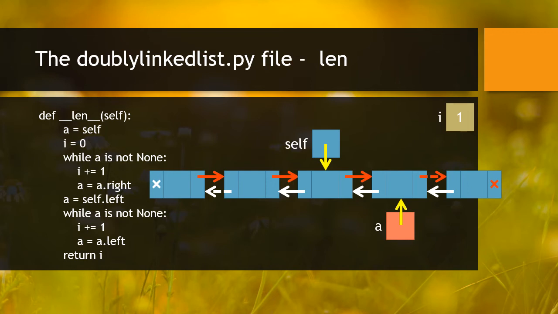A is not none. Increment I. Advance A towards the right. A is not none. Increment I. Advance A towards the right. Now when you do this, the node to which A points has right pointer equal to none. So A will become none. Now when you check the condition of the while, it is false. So you come out of the while. Then you set A to the left of self.